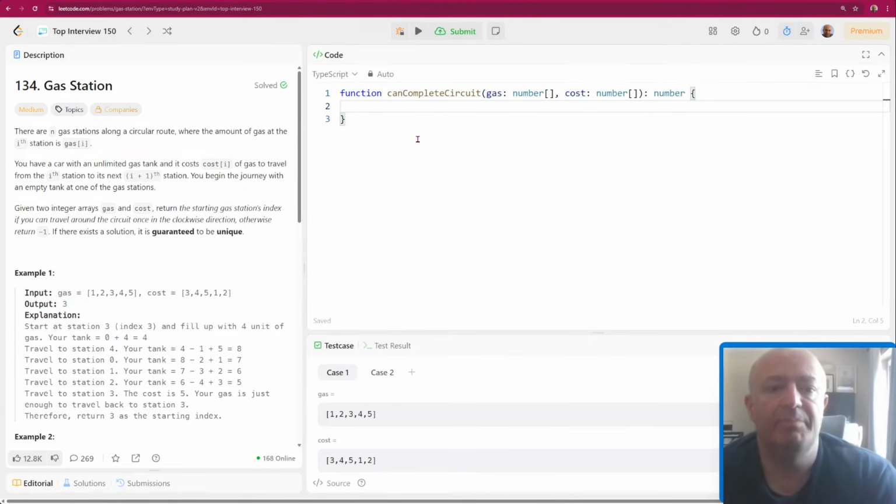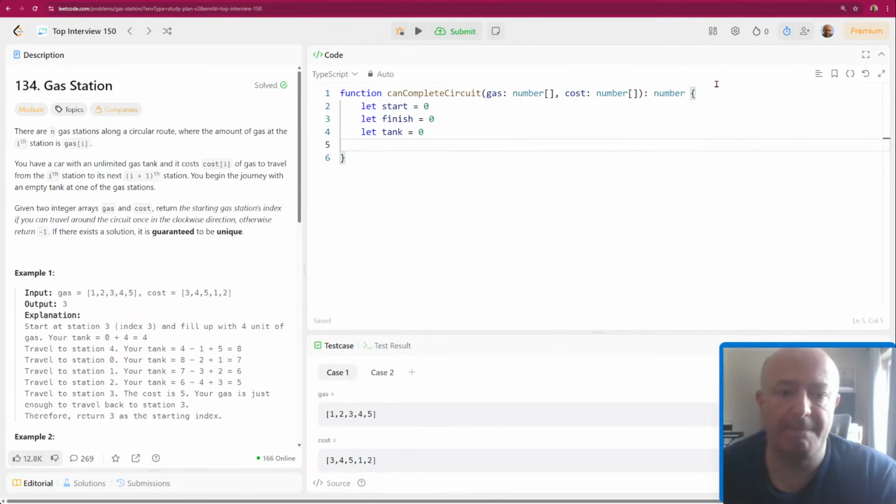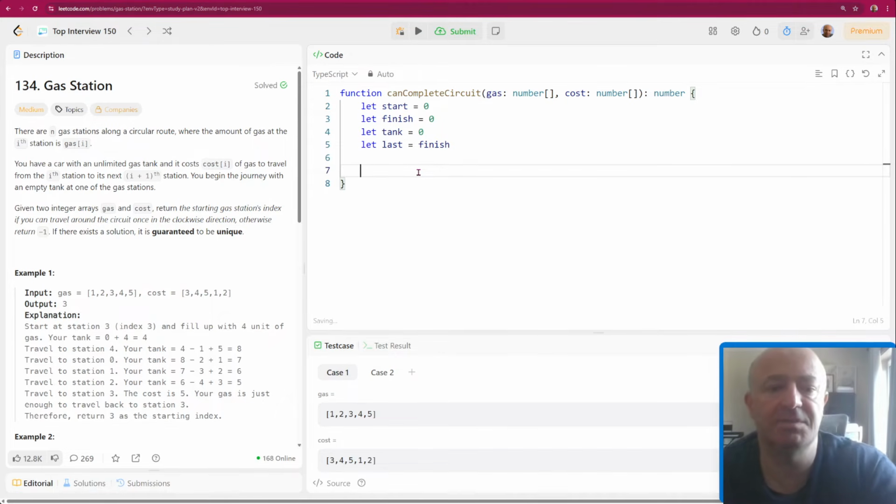And what we're going to do is, basically we said, set start to 0. Let's say finish to 0. And we also need, what did it say? We need tank. And let's set tank to 0 here. I will have another variable last, and that would be finish. Well, all of these are basically 0. And the last is the last visited gas station, index of the last visited gas station. And I will need this to just implement this algorithm. And this is how I'm going to implement it.